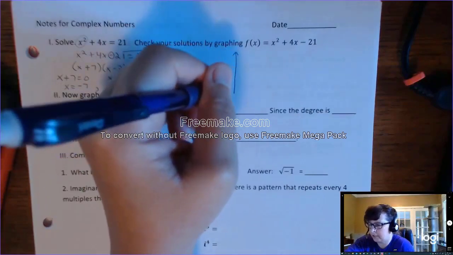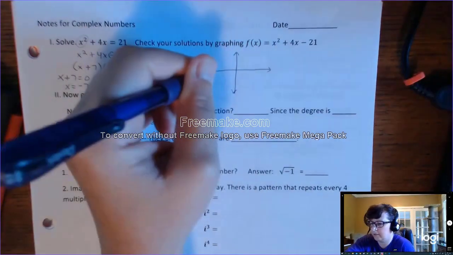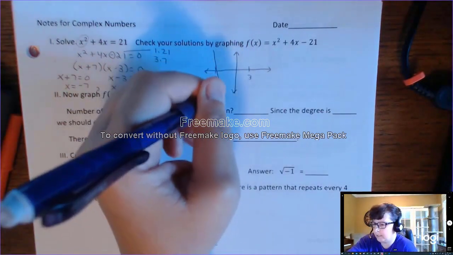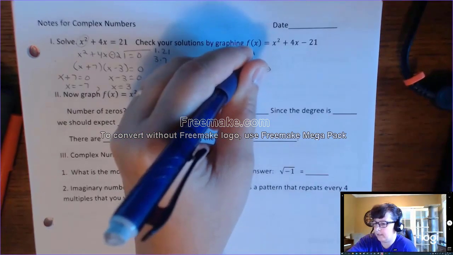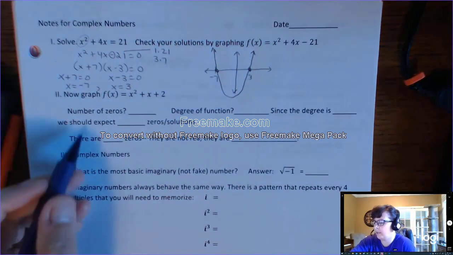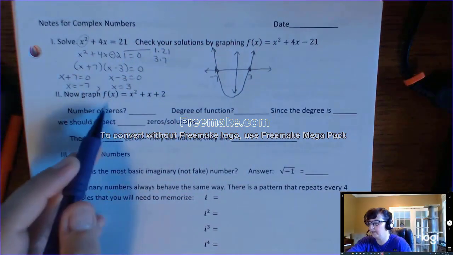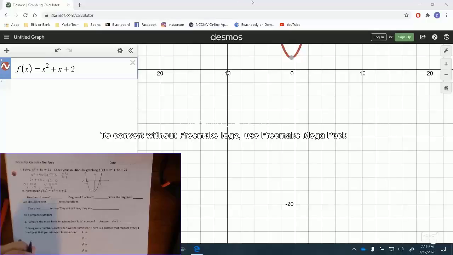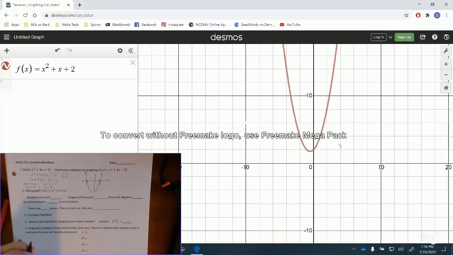So I'll just sketch that here. We have negative 7 and 3, and the parabola went through these x-intercepts. Okay, so now what we want to do is graph f of x equals x squared plus x plus 2. And when I do that, I get this parabola.